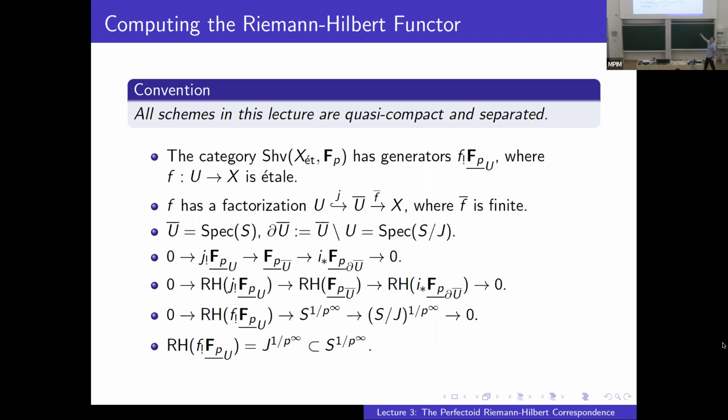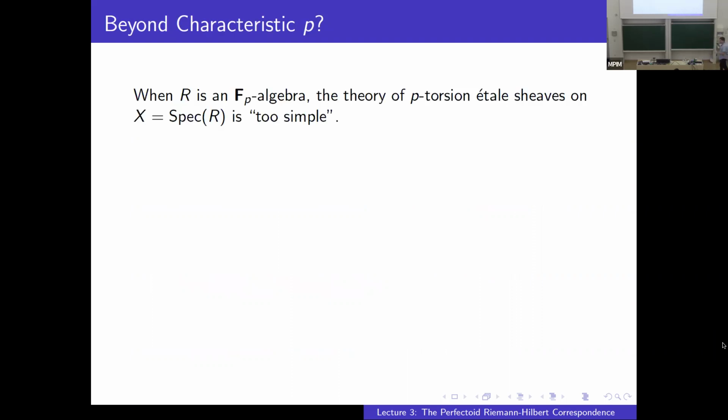Okay, so I'm going through this because this is what I want to generalize in this lecture. I want to now do something like this, but where we're not working in characteristic P. As I mentioned in the last lecture, the theory of P torsion sheaves on FP schemes is kind of a toy theory. It's not very interesting.